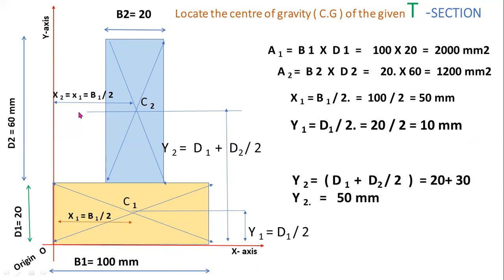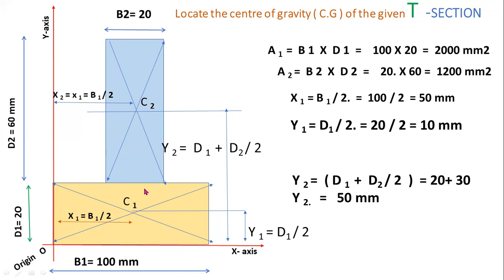Now y2 equals d1 plus d2 by 2. Here d1 equals 20, d2 equals 60. So 20 plus 60 by 2. 60 by 2 equals 30, so 20 plus 30 equals 50 mm. y2 is the distance of centroid C2 from the x-axis.